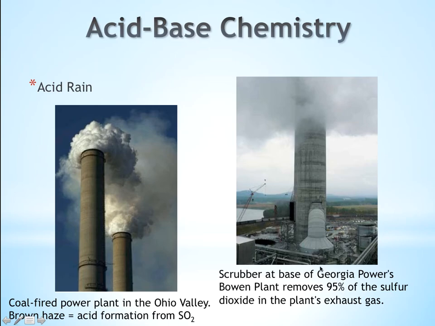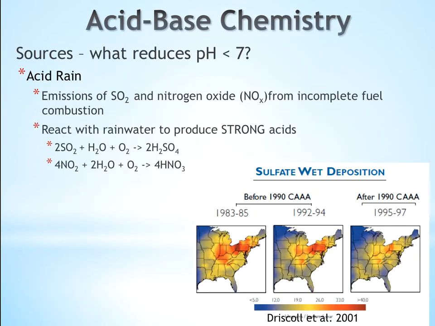But then lately we've installed these scrubbers. This is one at the base of Georgia's power plant, and they remove up to 95% of the sulfur dioxide in the plant's exhaust gas. So this has been a really dramatic change in our air quality, and you can see that here in the series of pictures showing you the concentration of sulfate wet deposition over time in the 80s, early 90s, and late 90s. So you can see a pretty dramatic reduction in sulfate wet deposition.